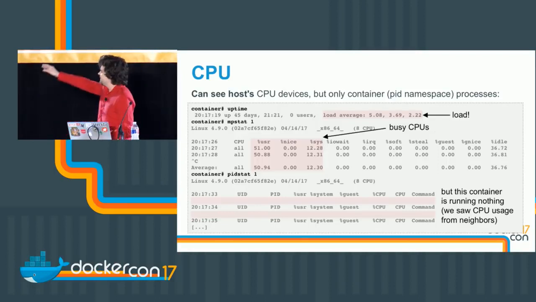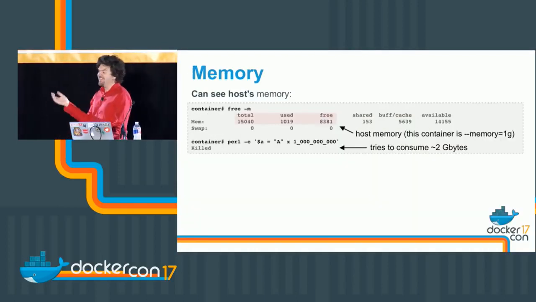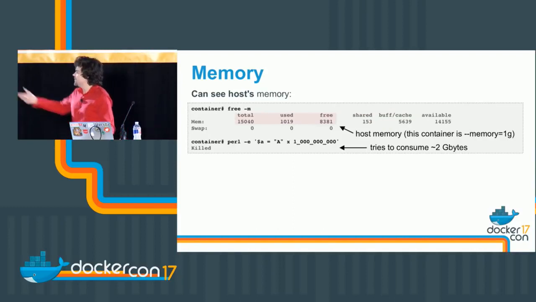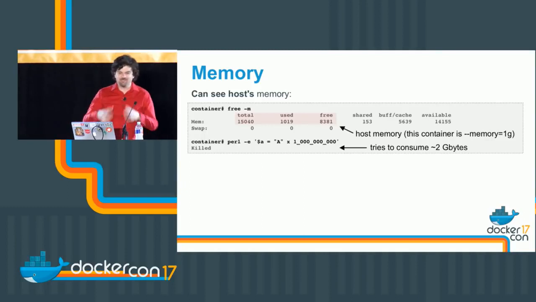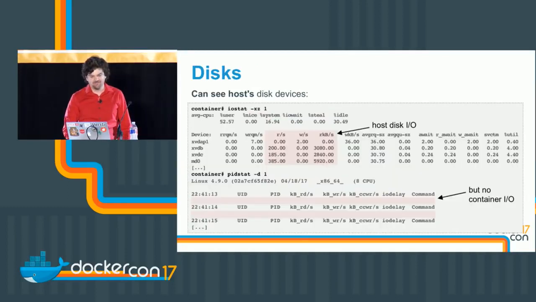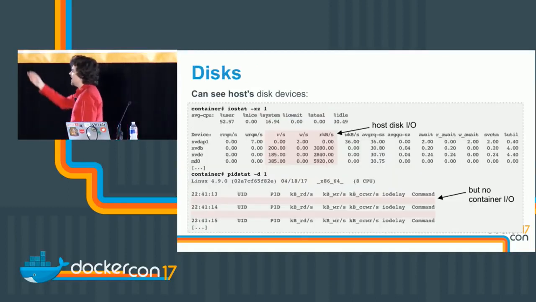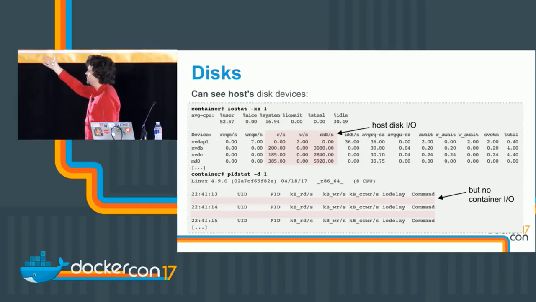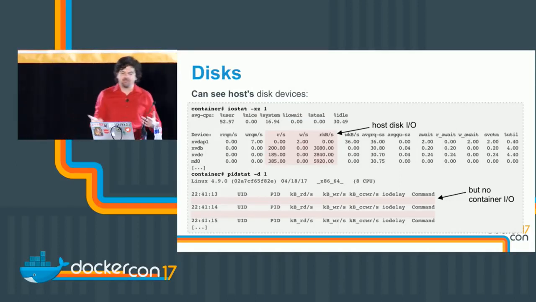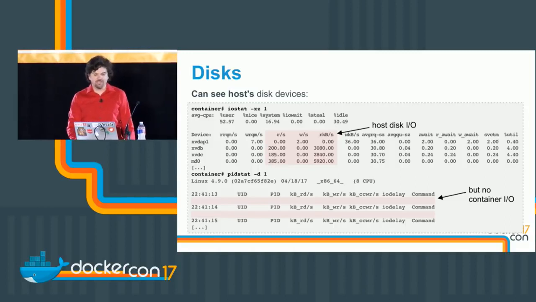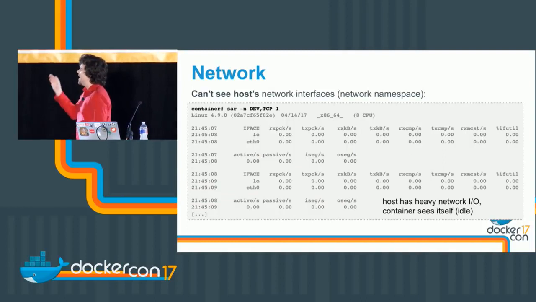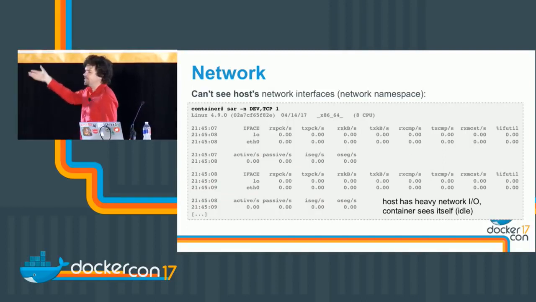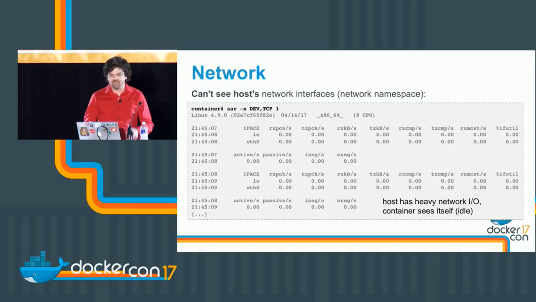So this container has a high load average, but I'm not running anything. Memory, I can see host's memory. So this says I've got 8 gigs free, but if I try to consume 2 gigs, I get killed. That's because this container actually has a cap. Disks is confusing. I can run iostat and see host disk I/O, but I don't have any container processes doing disk I/O on the container. Networking at least works. So with networking, if I try and look at TCP and device metrics, I just see my container.